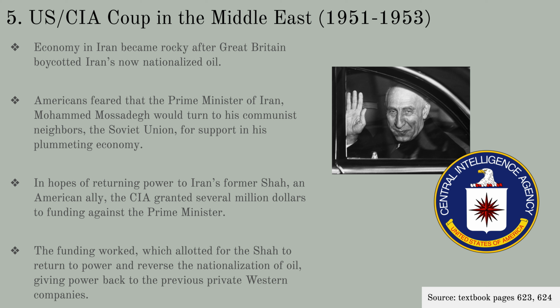In hopes of returning power to Iran's former Shah, an American ally, the CIA granted several $1 million to fund efforts against the Prime Minister. The funding worked, which allowed the Shah to return to power and reverse the nationalization of oil, giving power back to the previous private Western companies. So, the picture on the top is Mohammad Mossadegh, the Prime Minister of Iran, and the picture next to it is the logo for the Central Intelligence Agency.